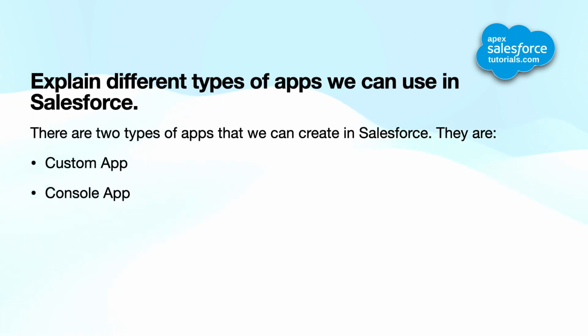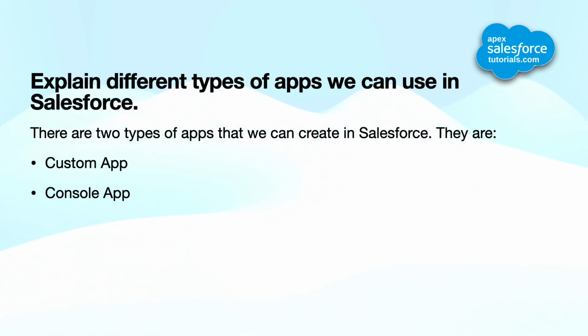Our fourth question is, explain different types of apps we can use in Salesforce. This can be a follow-up question from our third question. The answer for this is, Salesforce offers two main types of apps, which are custom apps and console apps. Custom apps are tailored to meet specific business requirements and can include a combination of custom and standard tabs, objects, and functionalities. These apps are widely used across various industries to streamline business processes and enhance productivity.